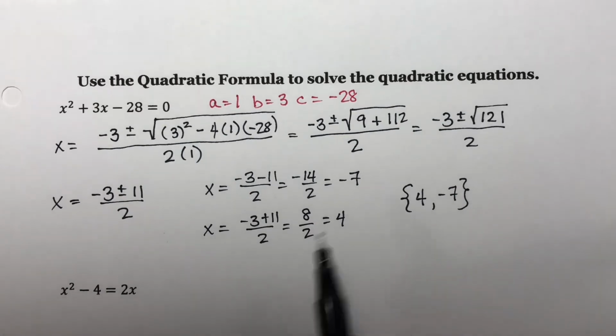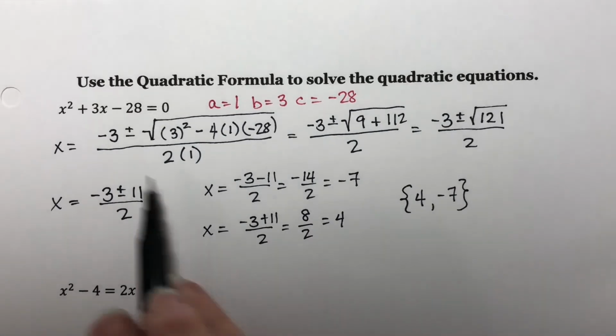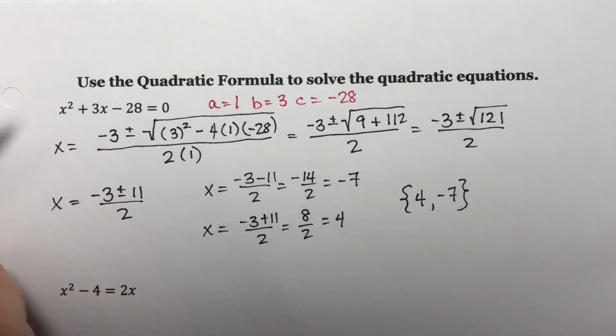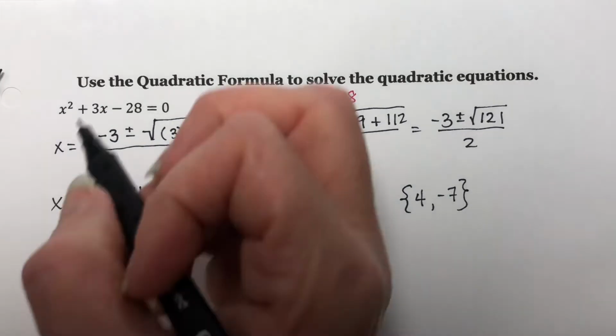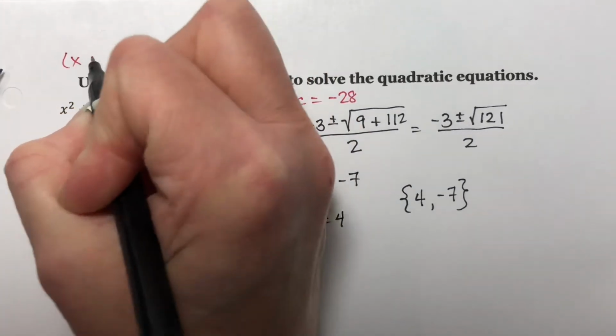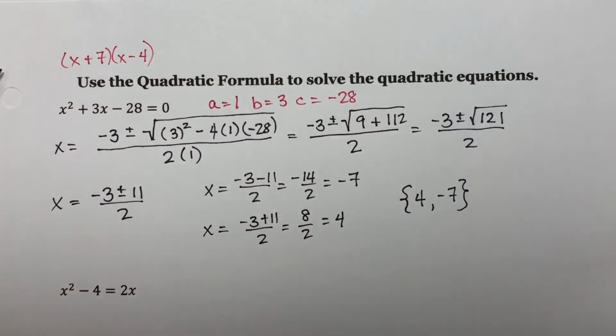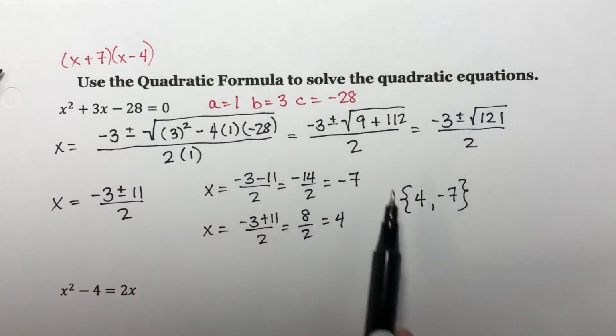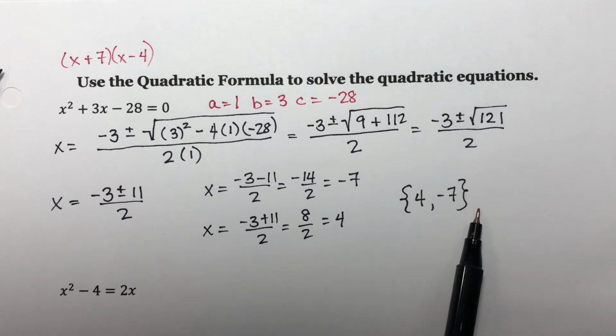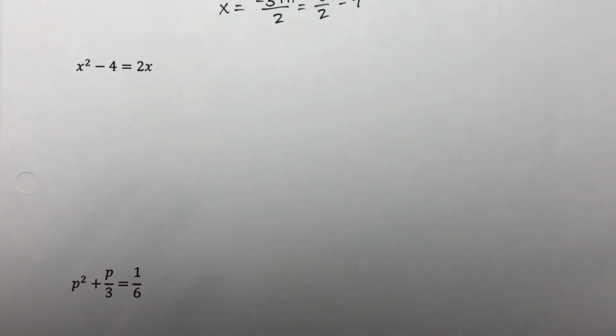I got regular whole numbers, and that tells me that this could have factored. This is an easy factoring. It factors as (x + 7)(x - 4). Imagine setting each of these equal to 0, and you'll get these answers more quickly. The quadratic formula always works, but sometimes it's more tool than you really need. Okay? All right, so let's try this one.